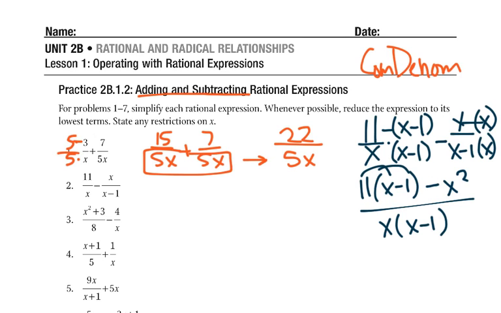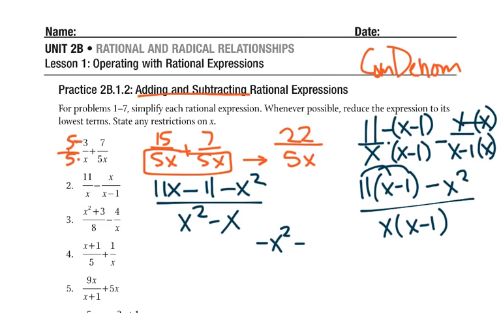So let's distribute the top. We get 11x minus 11 minus x squared over x squared minus x. Okay. Now we can rearrange it to be negative x squared plus 11x minus 11 over x squared minus x. Could we simplify this? Probably not, because I can't think of numbers multiplying to negative 11 and adding to 11, since we've got that negative out there. So we're kind of stuck, so we call that good.